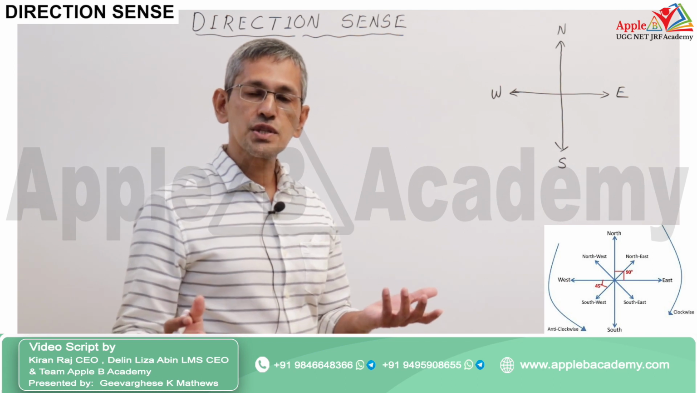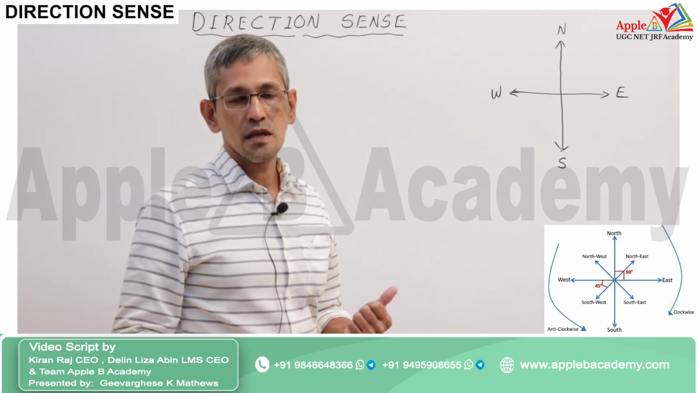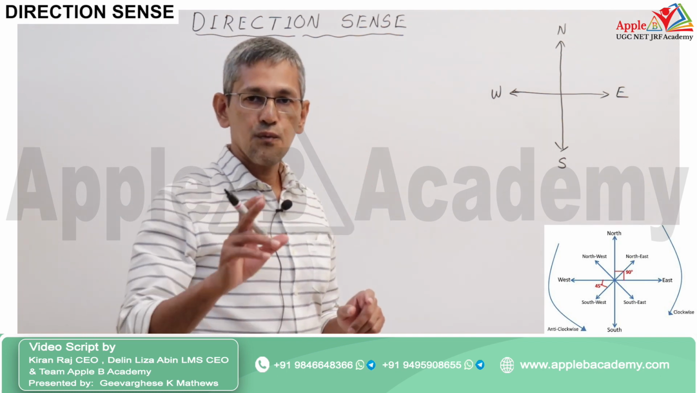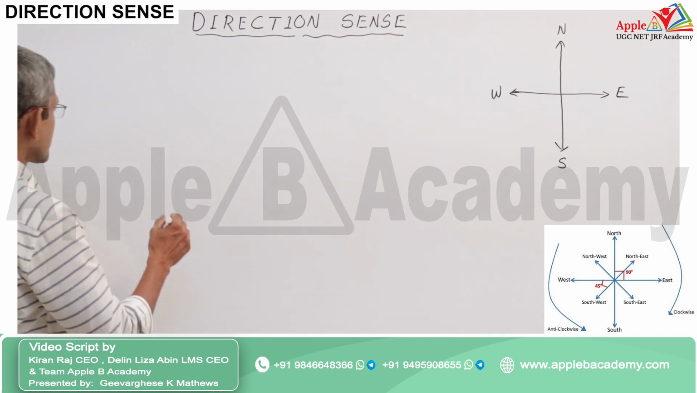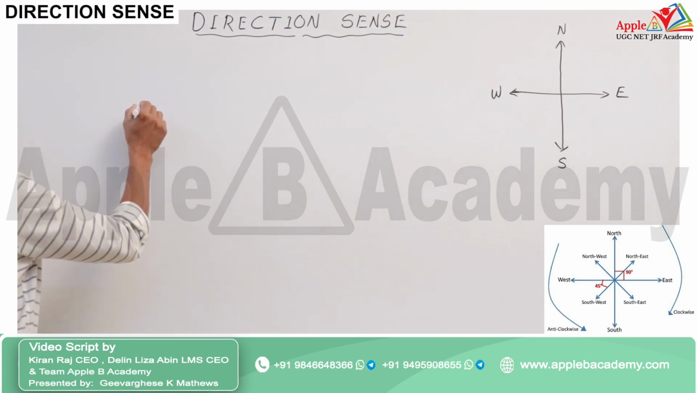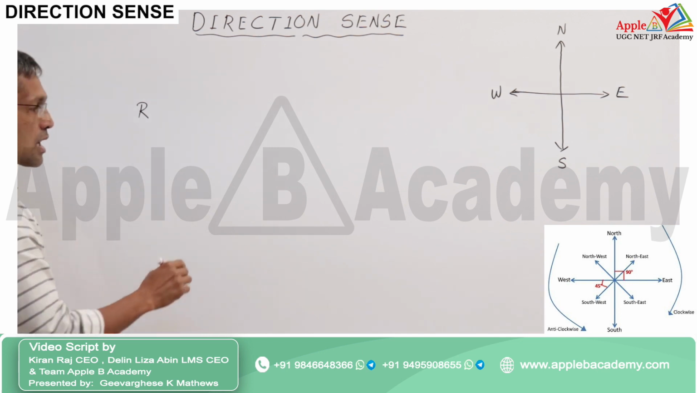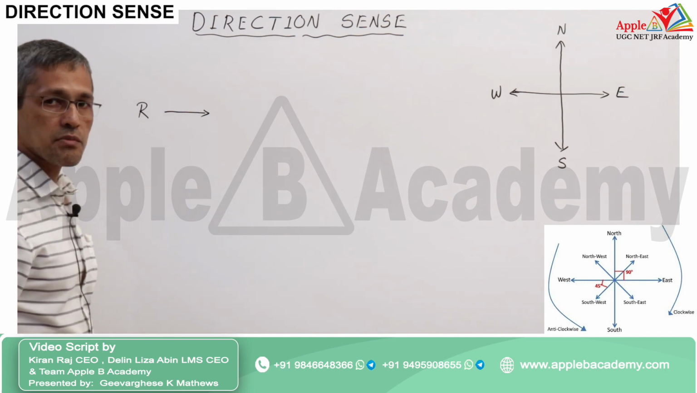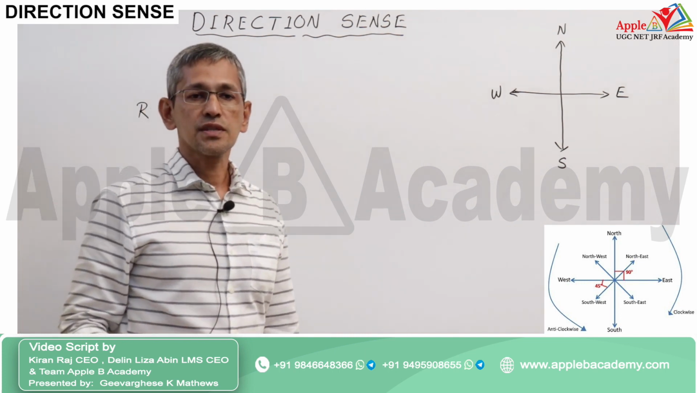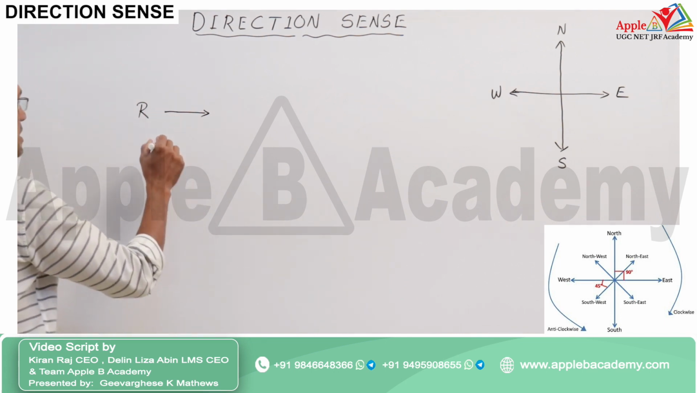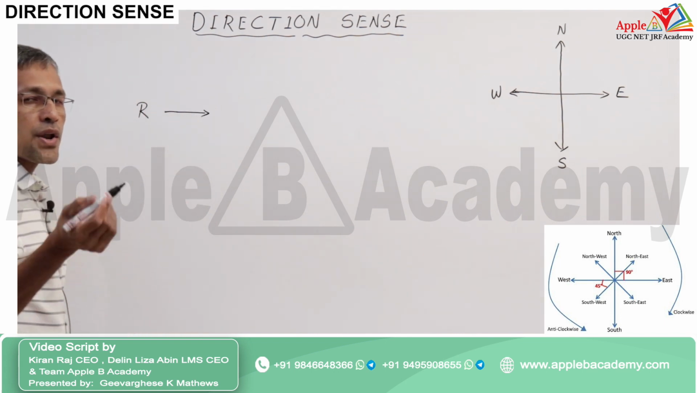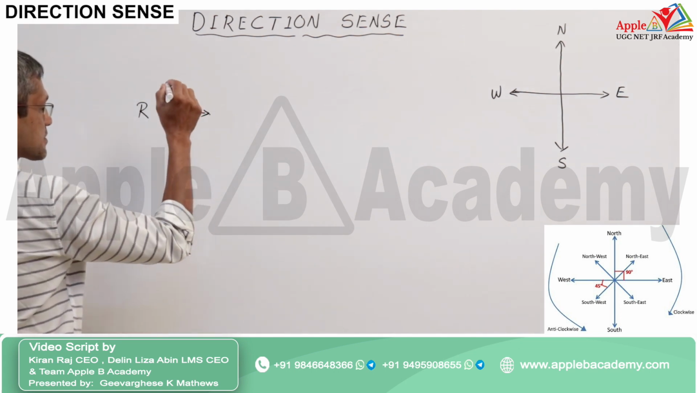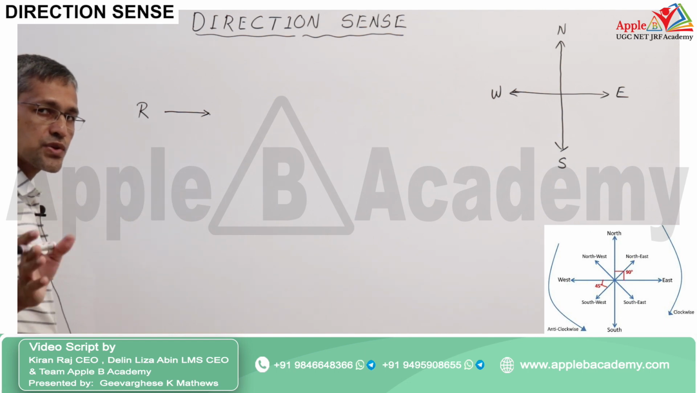And what are the types of questions expected from direction sense? The major three types of questions come from direction sense. One of them, let's say Ria is facing east, and she is doing yoga or some kind of exercise in the morning. From that direction, she made a 90-degree turn, or a right turn. Right turn means a 90-degree turn towards the right.